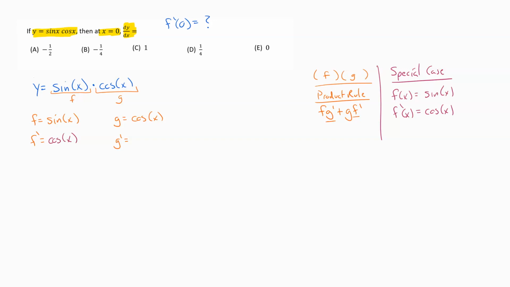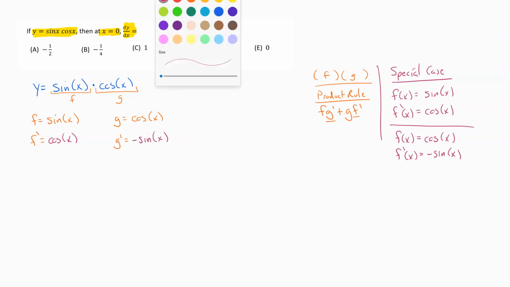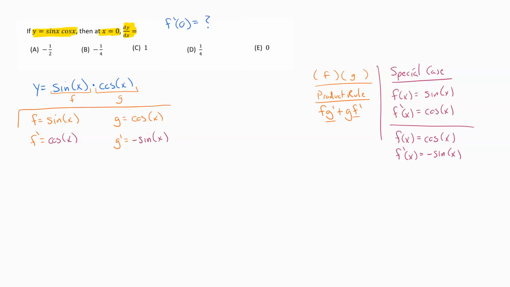Then looking at g, the cosine of x, and having to find the derivative of that, that's another special case. Again, you just have to have these trig function derivatives memorized. So if g of x equals the cosine of x, the derivative of cosine is negative sine. So my g prime is negative sine x. Now that I have what I call my ingredients, I'm ready to follow my product rule recipe.